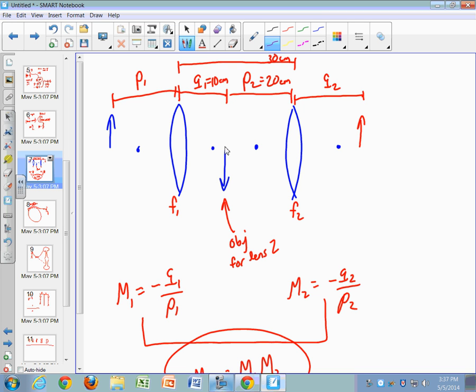X prime. Oh, yeah. Gosh, that was a long time ago. Yeah, no X prime. That was an old exam, wasn't it? Oh, yeah. That was for like a microscope, I think, right? Or yeah, a compound microscope. Okay.